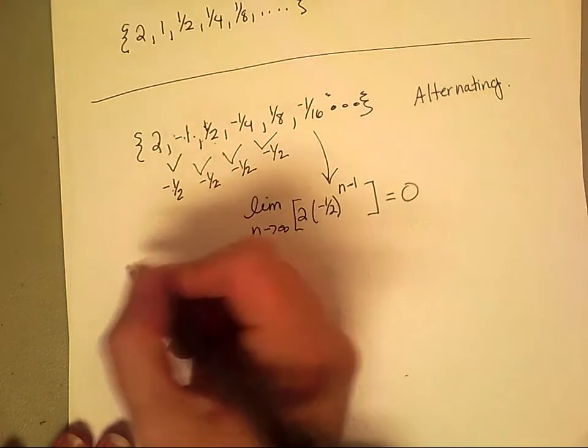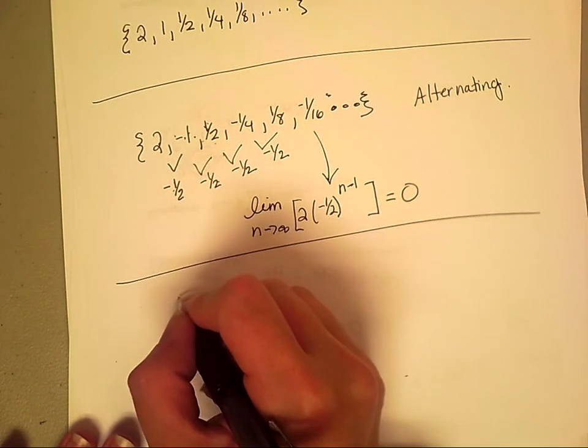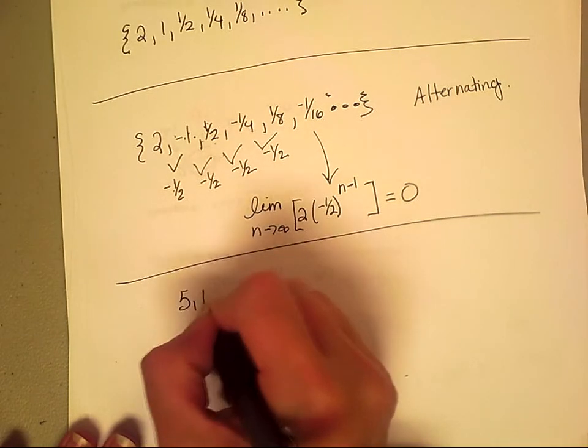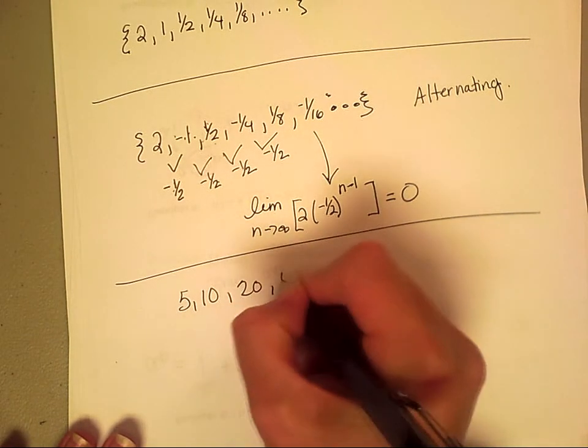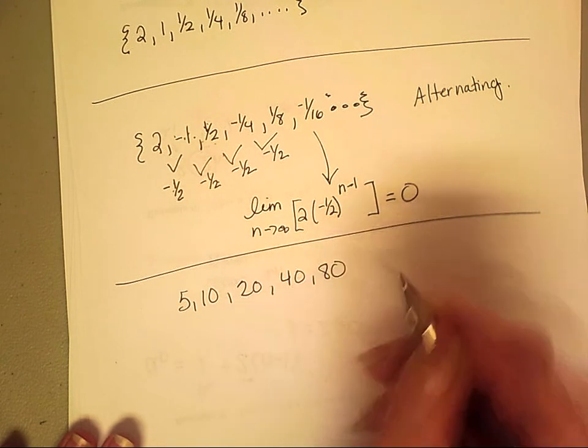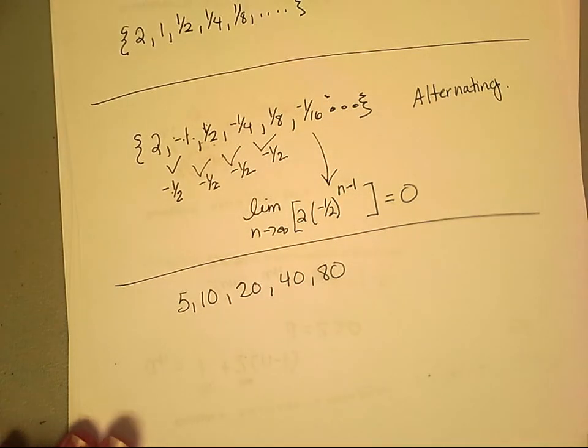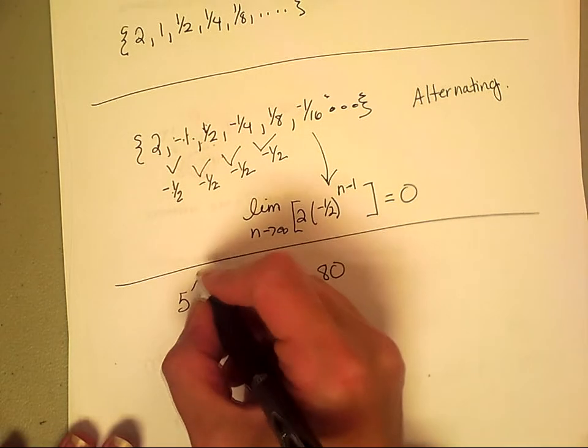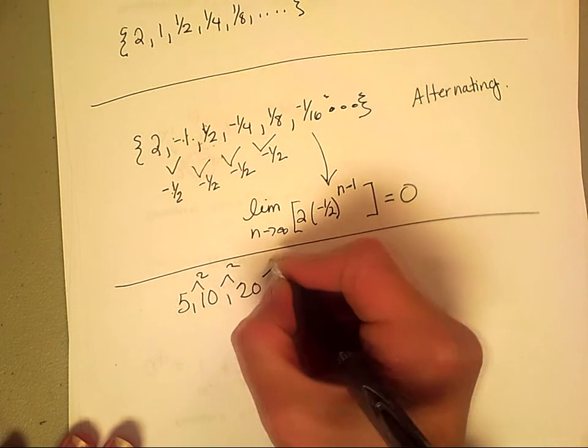Okay, let's try another one. What if we have 5, 10, 20, 40, 80? This is geometric. We're going to be multiplying by 2, by 2, by 2, by 2.